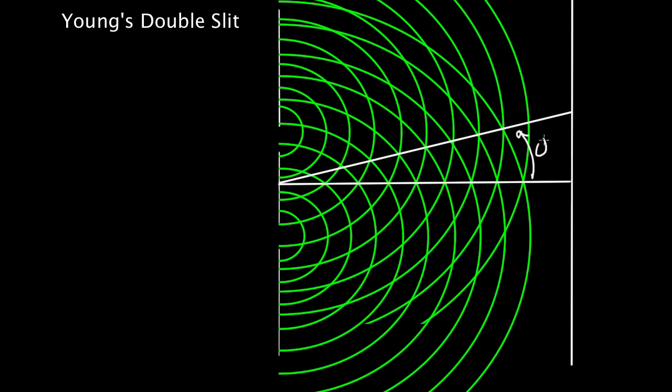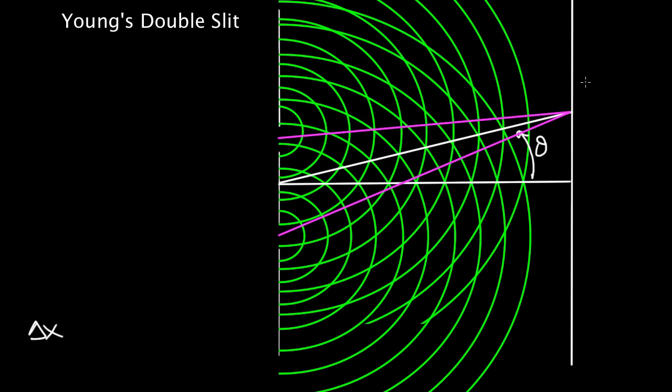And my question that I'm asking is, based on this angle, is there some way to determine the path length difference? That's the important thing here. How do I determine the path length difference? How is the path length difference related to this angle? The way we can do it is this. If the screen is far away, here's what I'm going to do. I'm going to draw a line from the center of this bottom slit to that point. And I'm going to draw a line from the center of this top slit to that point.